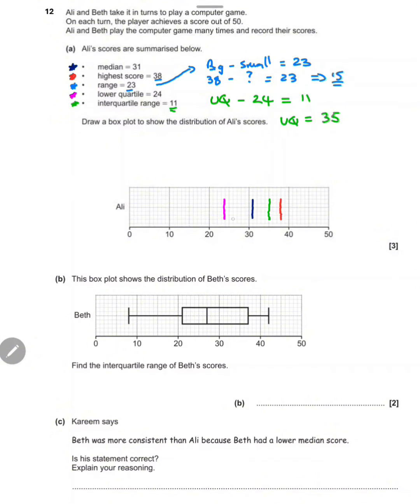That is my smallest number. So let's get that on there, which is about here. We're now just going to connect these all together. Remember, we've got a box in the middle, and these are just connected with lines like that.